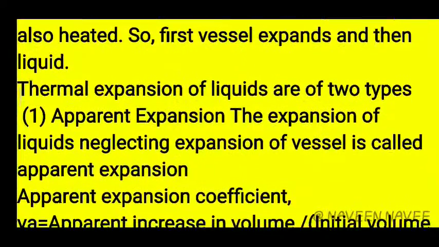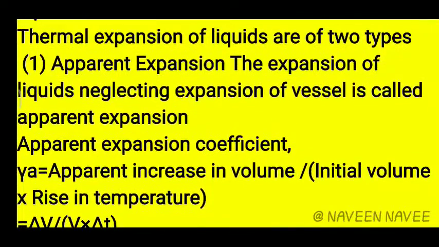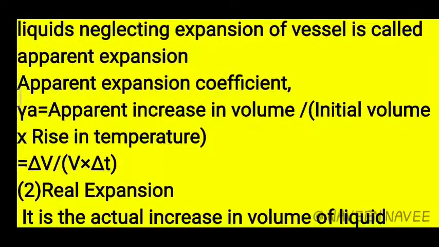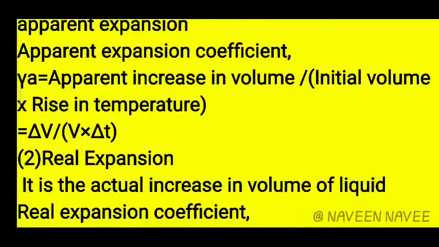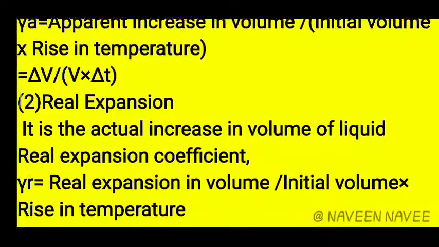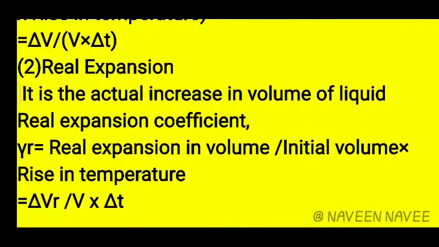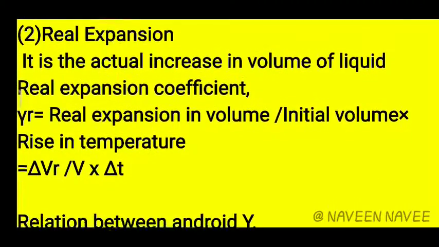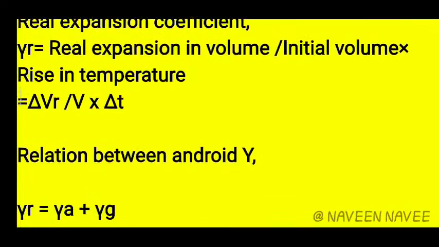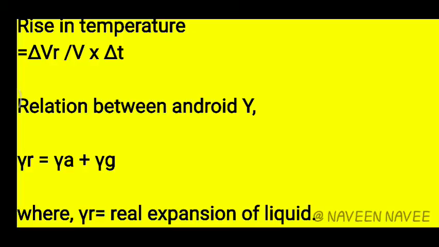Thermal expansion of liquids are of two types. 1. Apparent expansion. The expansion of liquids neglecting expansion of vessel is called apparent expansion. Apparent expansion coefficient, gamma A, equals apparent increase in volume divided by initial volume times rise in temperature, equals ΔV over V times ΔT. 2. Real expansion. It is the actual increase in volume of liquid. Real expansion coefficient, gamma R, equals real increase in volume divided by initial volume times rise in temperature, equals ΔVR over V times ΔT.